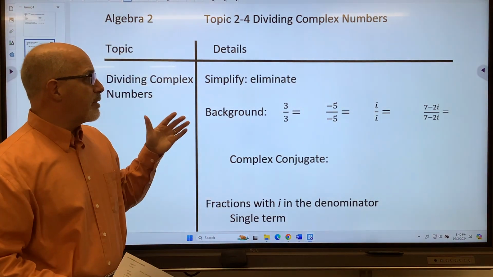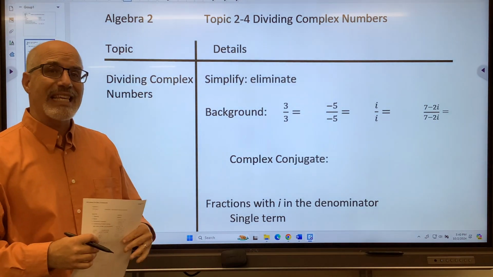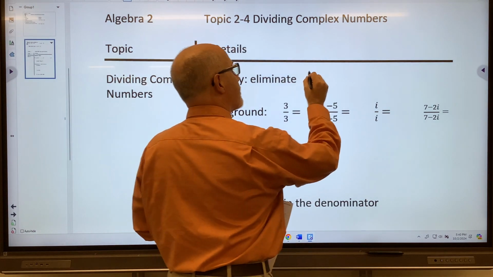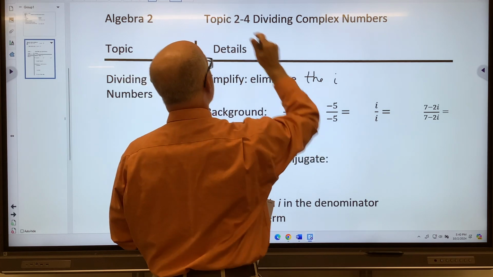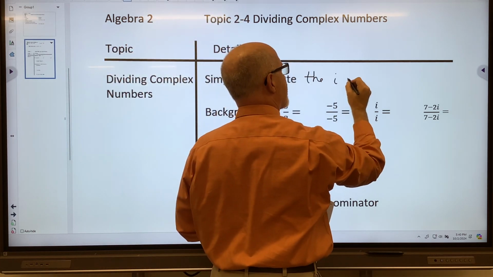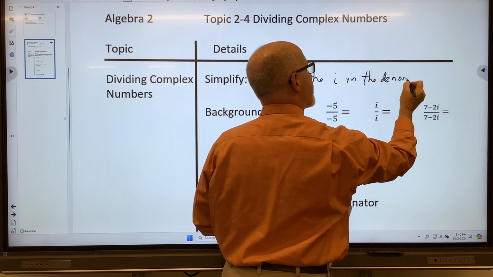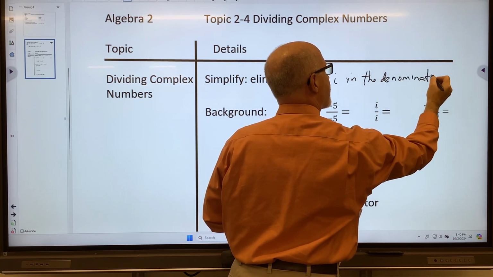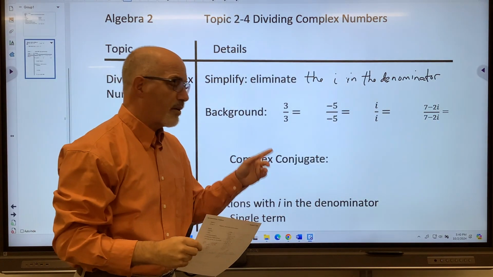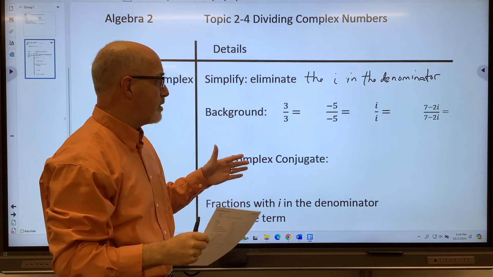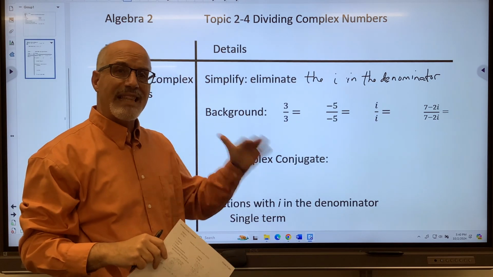So when dividing complex numbers, we need to focus on simplifying by eliminating the i in the denominator. Now, I'm going to give you a little background here because we're going to use this kind of fact in what we do. Just a reminder that whenever you have a number over itself, that's equal to 1.